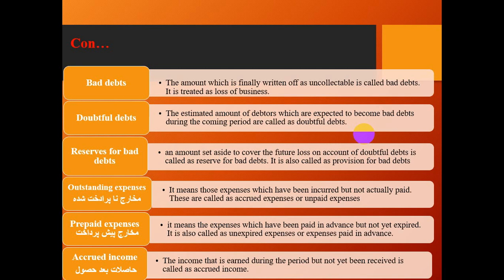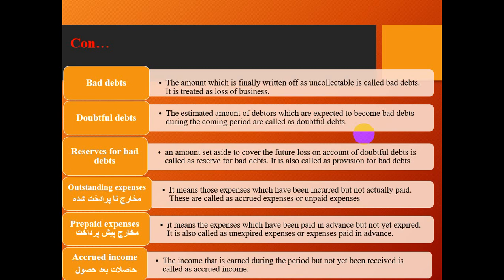Next one is outstanding expenses. Outstanding expenses are those expenses which have occurred but are not yet paid. Suppose you're working somewhere in an organization and the organization is not paying you, so that is an outstanding expense for the organization. Prepaid expenses are expenses where you pay money in advance, but you will use it in the future, like insurance we pay at the beginning of the period, and we use it with the passing of time. That is prepaid expenses.